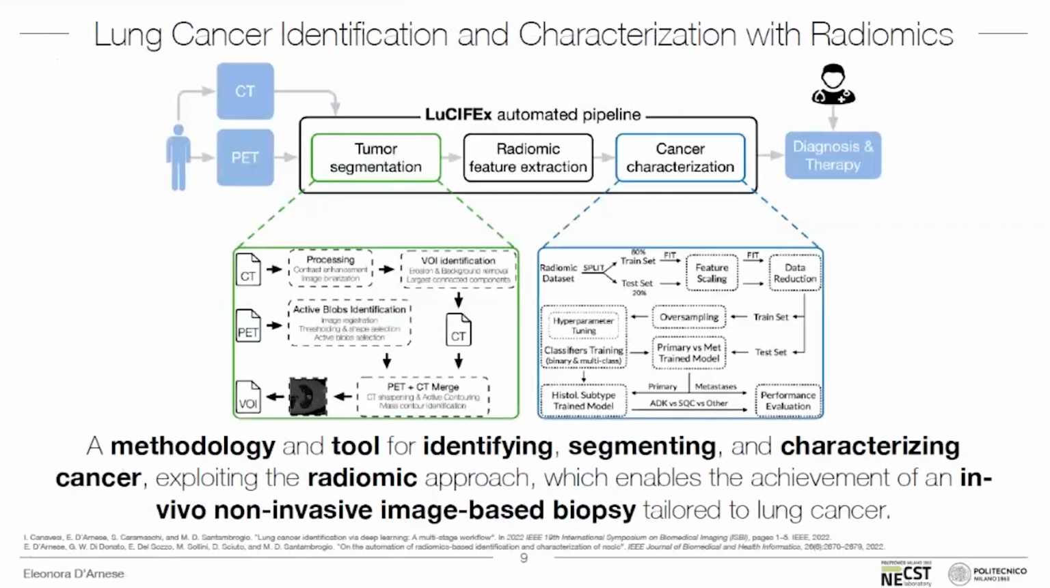What we want to do is have a methodology and a tool that automatically identifies and segments the tumor and extracts radiomic features, which are a kind of signature of our tumor. Then we use these radiomic features to characterize the mass as benign or malignant, and if it's malignant, whether it's primary lung cancer or metastasis, and if it's primary, we can also divide among the histological subtypes. So what we have created here is a kind of in vivo non-invasive biopsy, so we don't need to take a sample of tissue, but we can have an understanding of the tumor directly from images, leaving the physician to take care of the diagnosis and the therapy without taking too much effort in the image analysis.